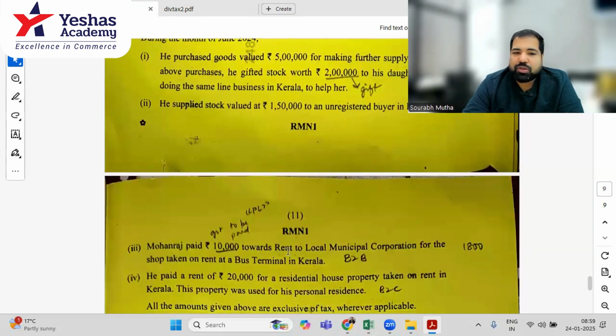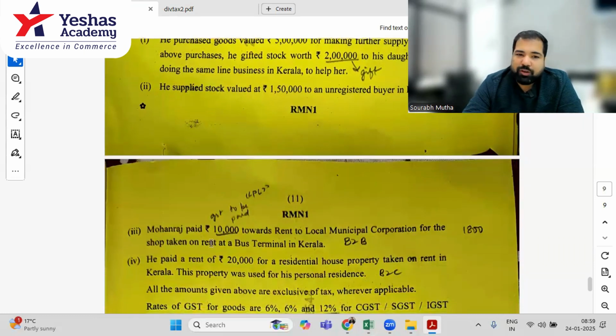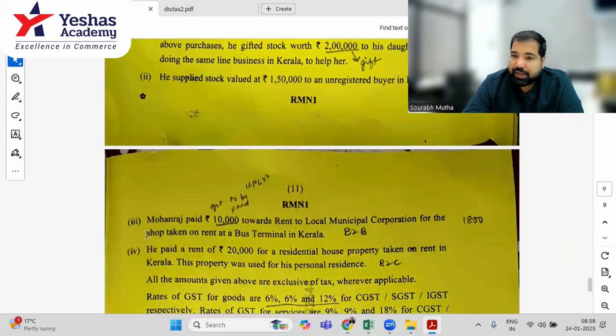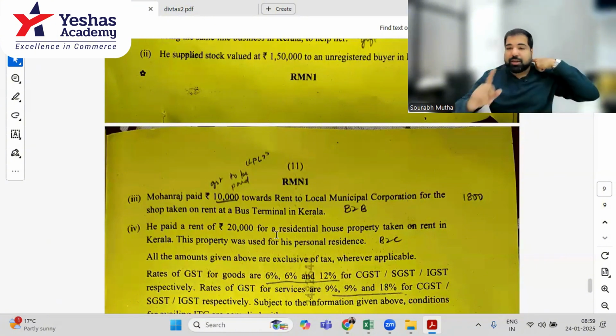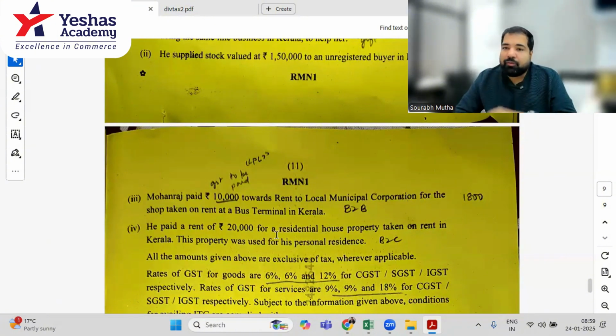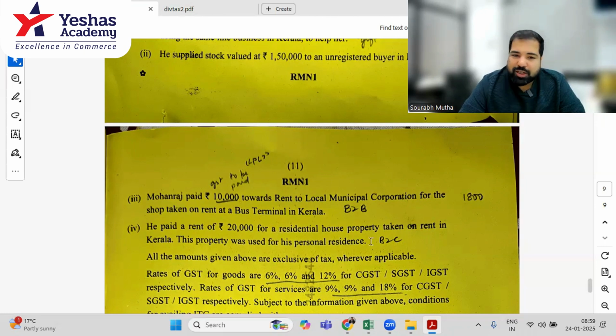Mohan Raj paid 10,000 towards rent to a local municipal corporation for a shop taken on rent at a bus terminal in Kerala. On this also there will be GST, but this is a service, a renting service. And he paid rent of 20,000 for a residential property which is used for residential purpose. If you remember a recent amendment, which we spoke about in the amendment video also, residential property used for residential purposes by a proprietor will not be subject to GST. So on this there will be no GST.